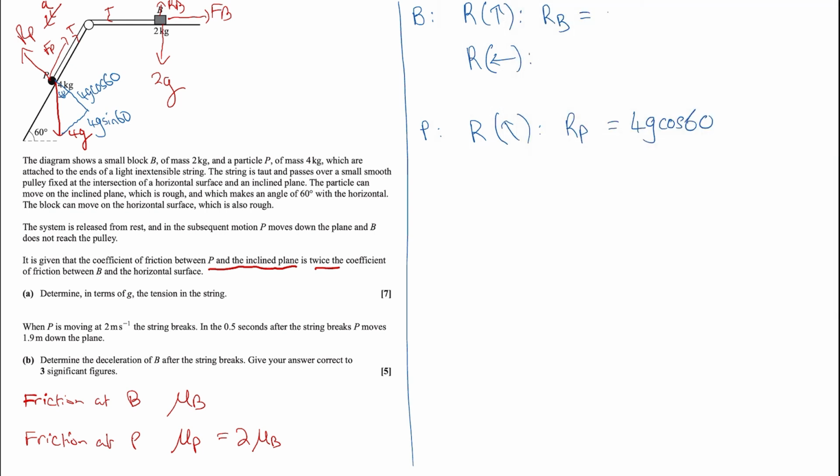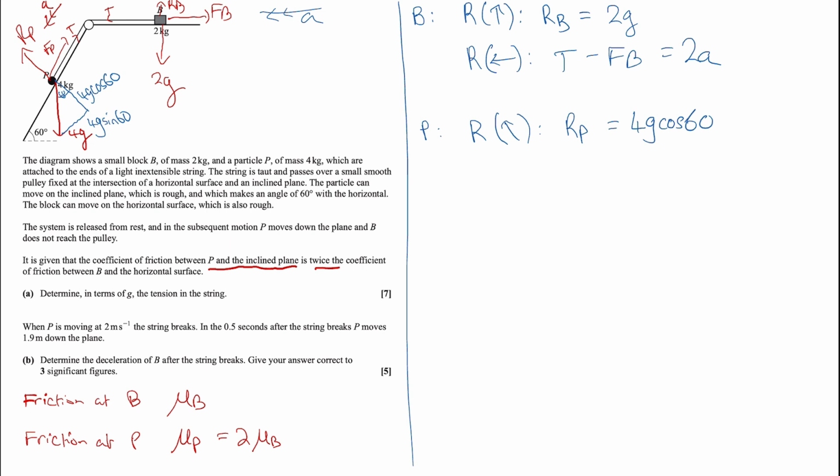So we had RB is 2g. The one in the direction of acceleration, I'd easily forgotten that we've got acceleration here. So it's actually T minus FB equals 2a. Okay, now that should be better.